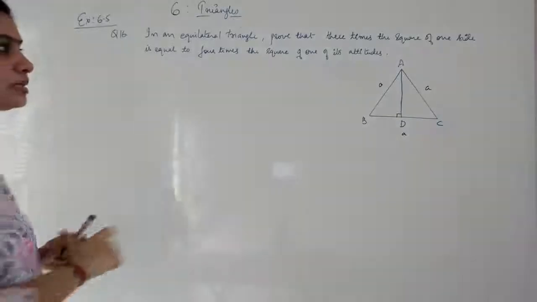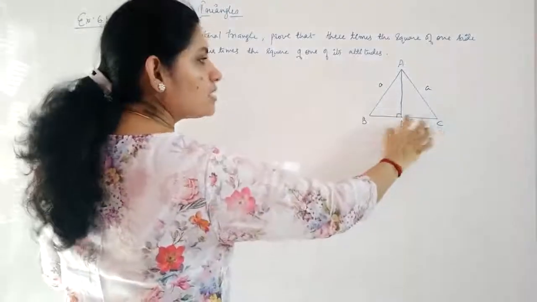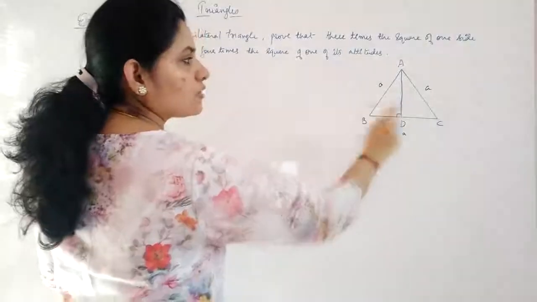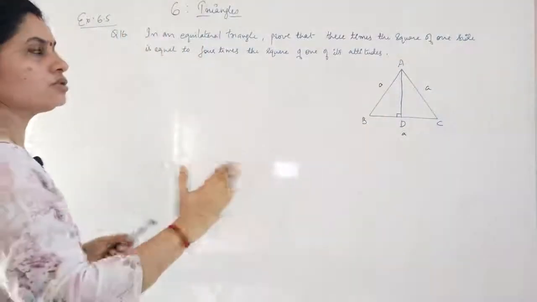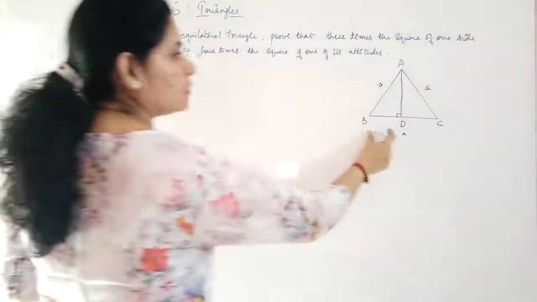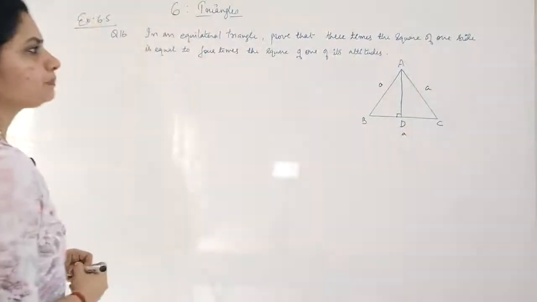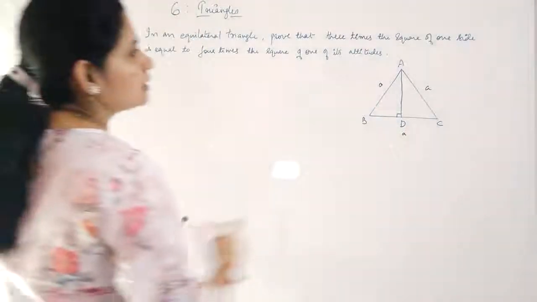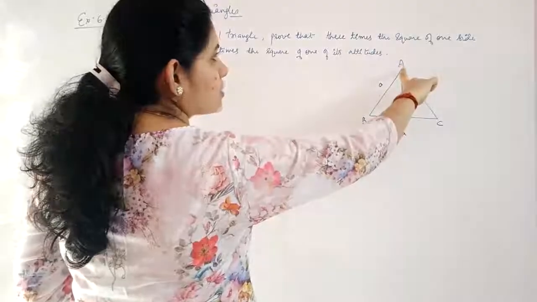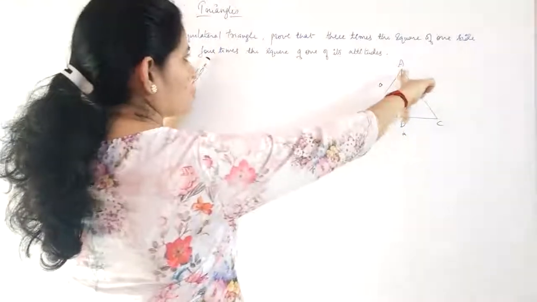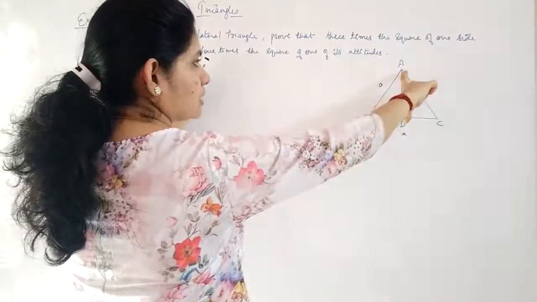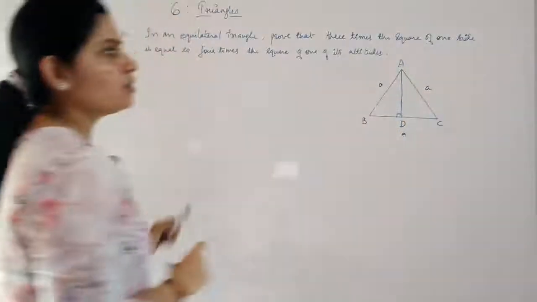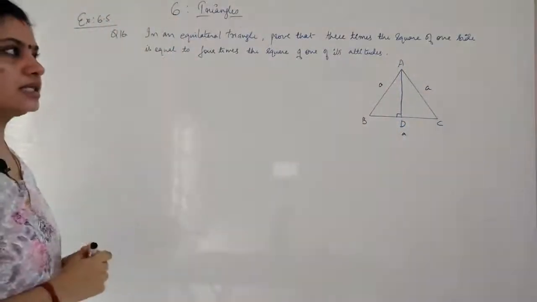The altitude will be perpendicular. You can also say it is a bisector because it will be dividing the length into 2 equal parts. That means BD will be equal to DC also. And you have to get that 4 times the altitude square is equal to 3 times one of the sides square.